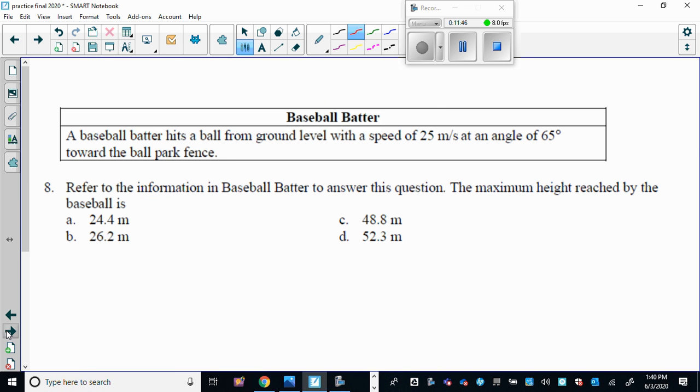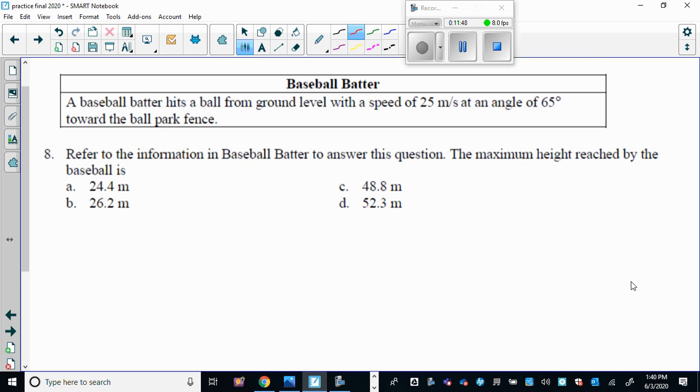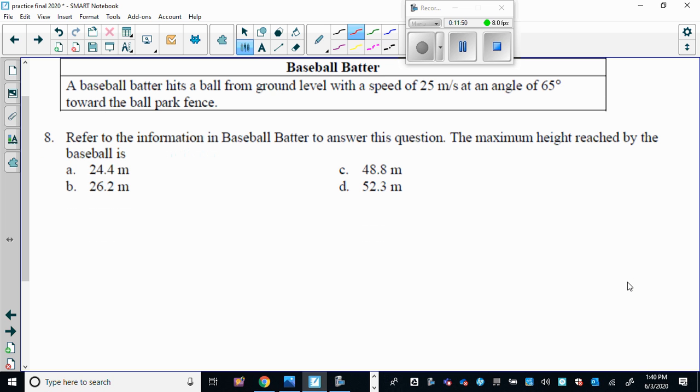All right, that should help us out with the next question, because the next question is projectile motion at an angle. A baseball batter hits a ball from ground level with a speed of 25 meters per second at an angle of 65 degrees. 65 degrees, fairly steep, and this is 25.